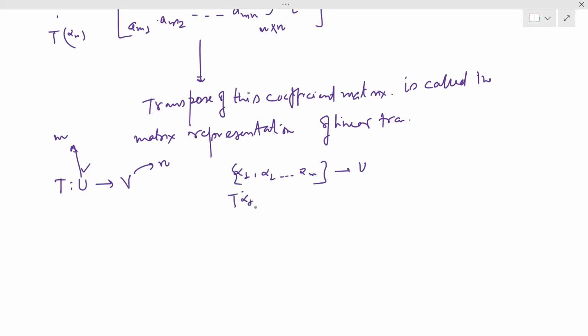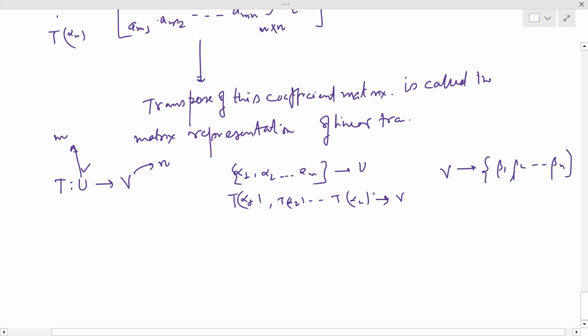If I take the images T alpha 1, T alpha 2, up to T alpha m, they would be contained in V. Let's say the basis of V is defined as beta 1, beta 2, up to beta n. Then I can write all these elements T alpha 1, T alpha 2, T alpha n as a linear combination of the basis of V. What is the basis of V? The basis of V is beta 1, beta 2, beta 3, up to beta n.